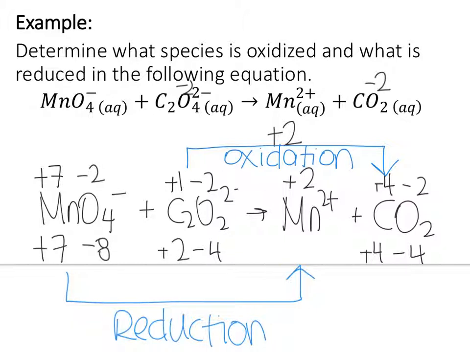Assign the numbers, figure out what went up and what went down. So that means that our reduction reaction, as we're going to show in a bit, is MnO4- to Mn2+, and our oxidation reaction is C2O4 2- to CO2, meaning you don't just take the carbon out, you do the actual whole molecule. There you go, that's oxidation numbers.